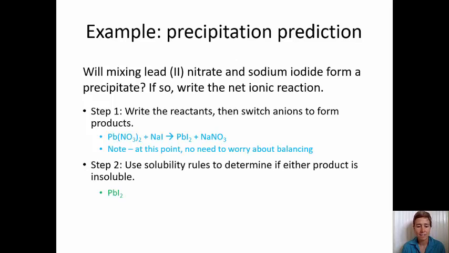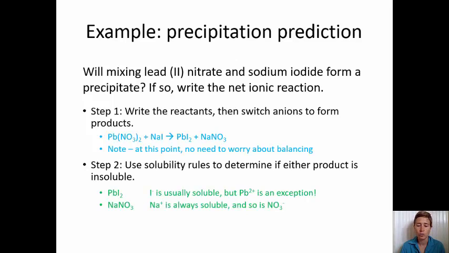So lead iodide, first of all, iodide is usually soluble, but lead is one of those exceptions. So lead iodide is actually not soluble. It will form a solid. Let's just check sodium nitrate because sometimes I am mean and I give you 2 things that precipitate. However, sodium nitrate is super soluble because sodiums are always soluble and nitrates are always soluble, so definitely sodium nitrate is going to be soluble.